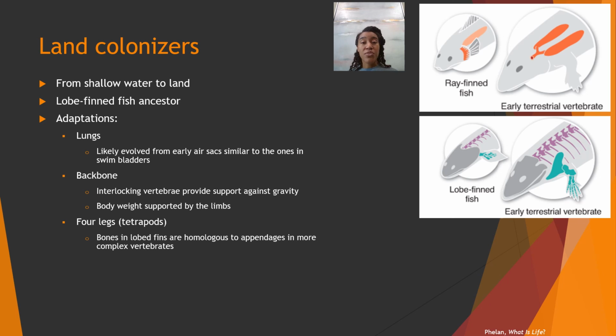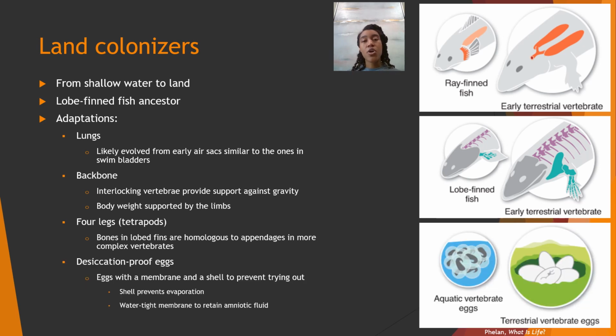So you can see in the lobed-fin fish, it has 4 kind of meaty fins. Those fins later developed into the limbs that we know of today. The bones that make up the lobed fins in the lobed-fin fish are homologous to the appendages that we see in terrestrial vertebrates, like mammals and birds and reptiles and amphibians. So that lets us know that we have a shared common ancestor, current lobed-fin fish and us. So there was definitely a lobed-fin fish ancestor.